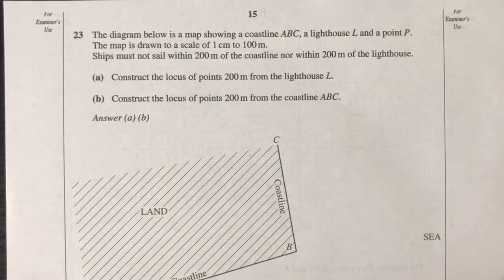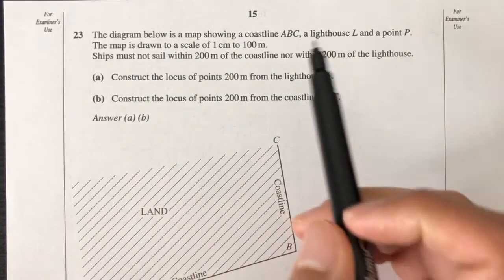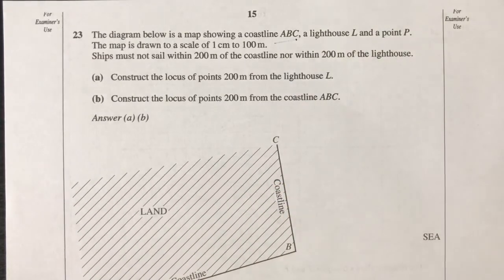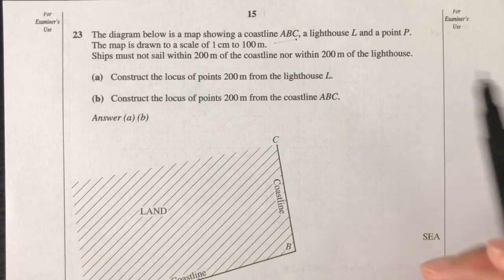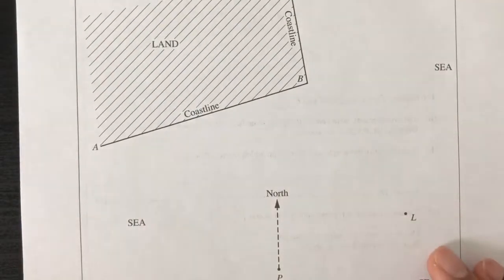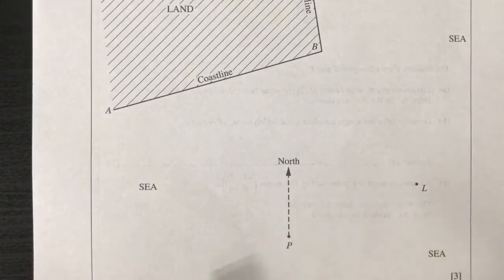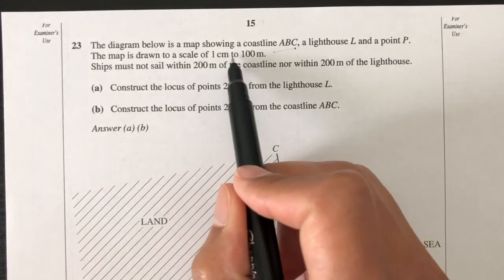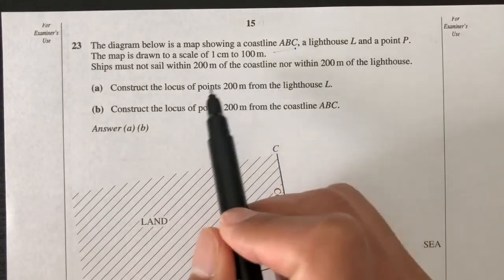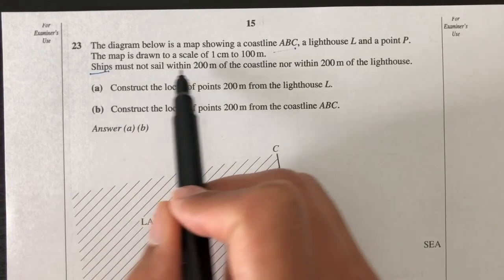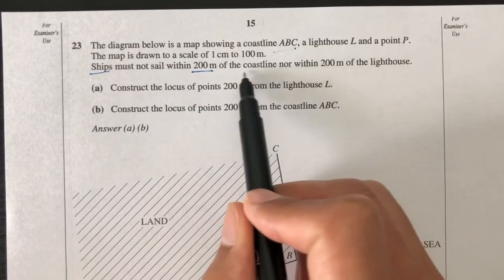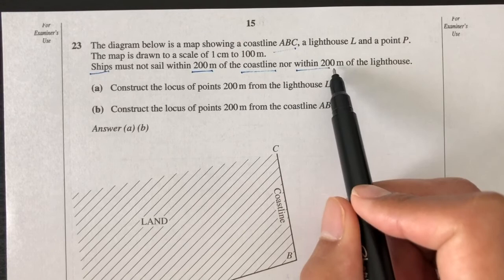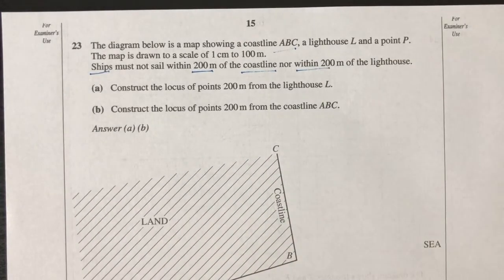Now question number 23. The diagram below is a map showing a coastline ABC, a lighthouse L, and a point P. Okay, so we have all this here. We have the coastline, L, and point P. Now we have a scale of 1 centimeter to 100 meters. A ship must not sail within 200 meters of the coastline, nor within 200 meters of the lighthouse.